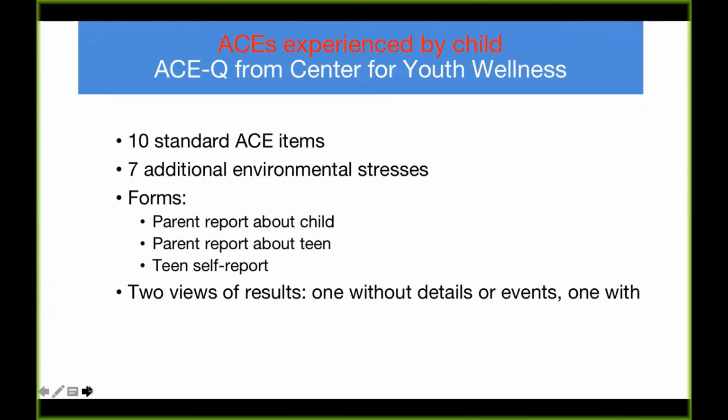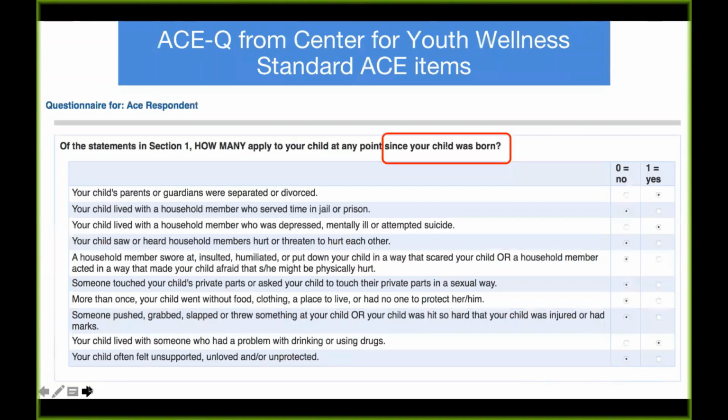Now there are several forms of the ACE-Q. There's the parent reporting about their child, there's a parent reporting about their teenager, and then there's a teen self-report. And we've created 2 different views of the results in CHADIS: one that shows the actual stressors that were endorsed, and one that simply gives you a total score.